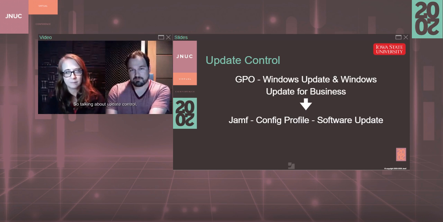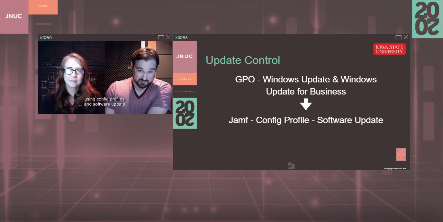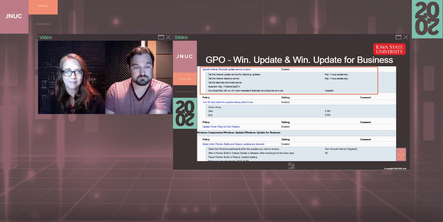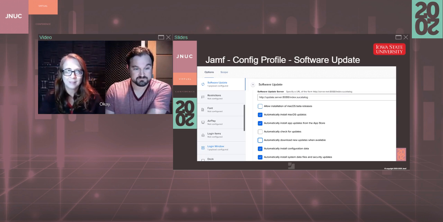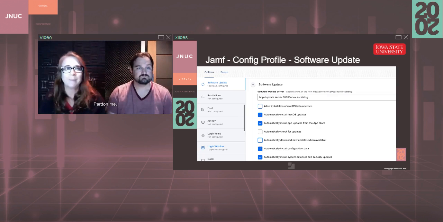So talking about update control, on the GPO side, we're dealing with Windows Update as well as Windows Update for Business. On the Jamf side, using config profiles and software update. So here we see GPO setting our software update server, as well as when it would update. And in Jamf, we'd set a config profile using the software update payload.